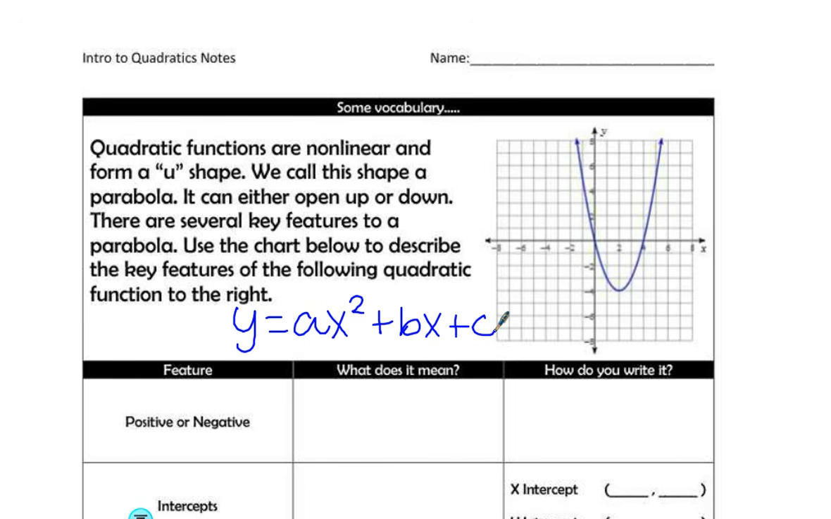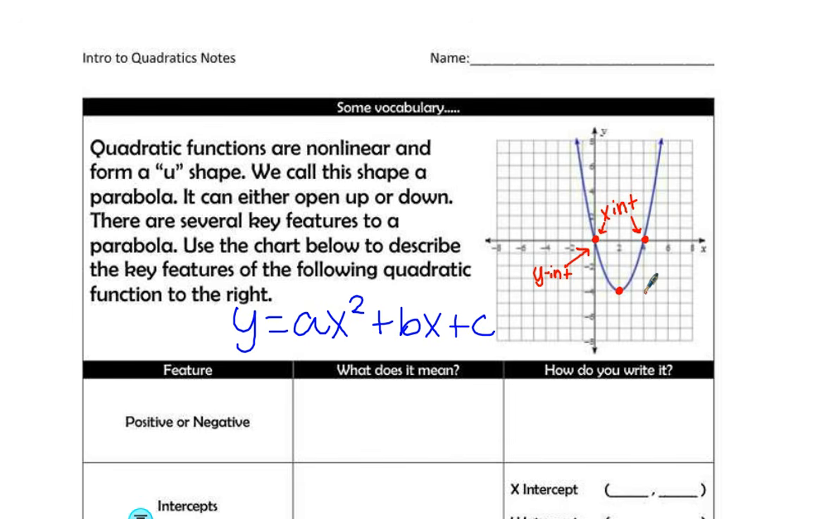Use the chart below to describe the key features of the following quadratic function to the right. All right, so before we skate down here, we're going to go ahead and label some of these parts on our graph. First thing, some easy ones that we already know about. This guy and this guy. We call those x-intercepts. All right, x-intercept, x-intercept. We'll learn about some other names that we also call those things, like a zero, which we talk about a lot. This also happens to be a y-intercept as well, because it's also crossing through the y-axis.